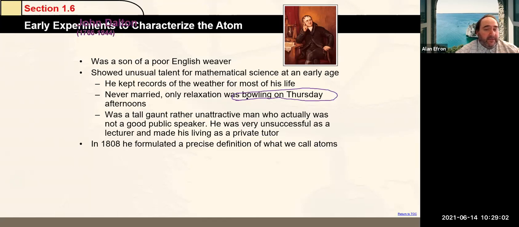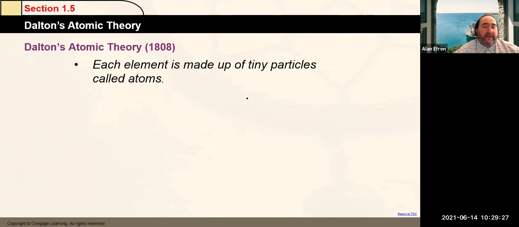But what he was able to do was come up with what is referred to as Dalton's atomic theory. This is a precise definition of atoms, of what he felt was important in terms of what makes up an atom. And the first major part of it was that each element is made up of tiny, indestructible particles that are called atoms.